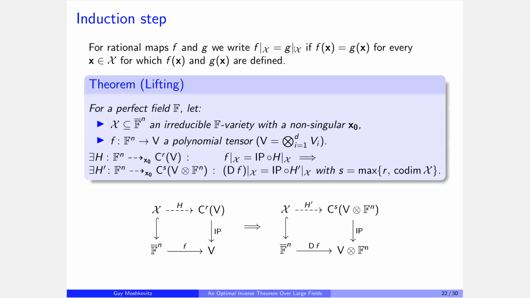Here is, finally, the lifting theorem. It's a bit of a mouthful, but let me scan the main objects here. We have two inputs to this theorem. We have an irreducible variety X, an F-variety, so cut out by polynomials over F, and some choice of a special point which is non-singular on that variety. The other object we have here is a polynomial tensor. So maybe F is just a polynomial.